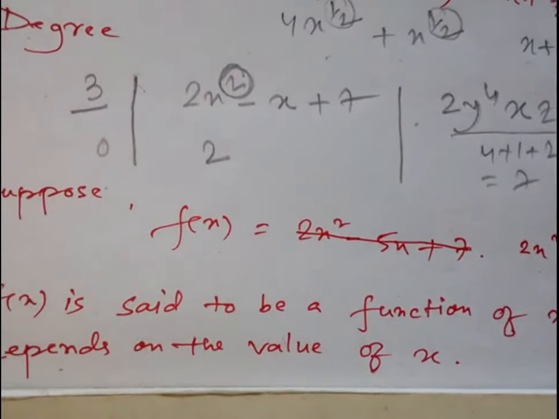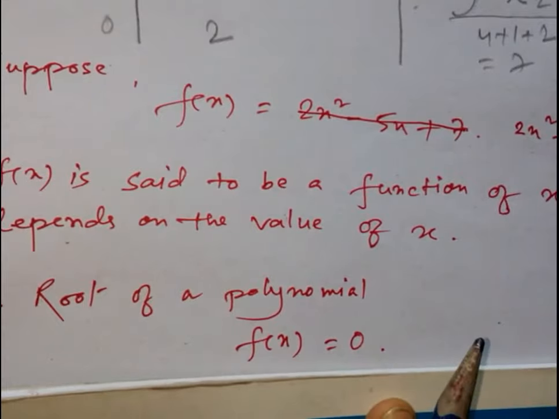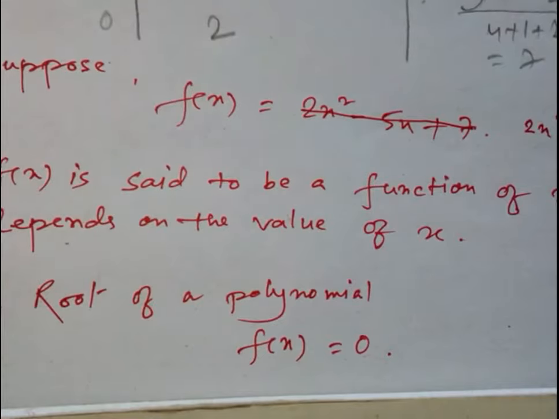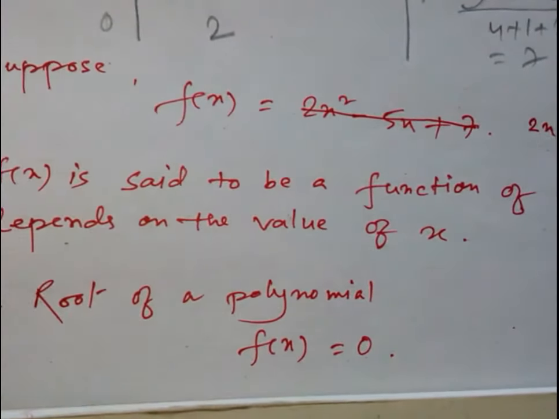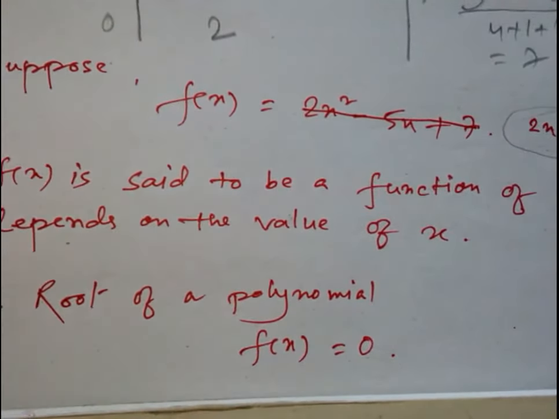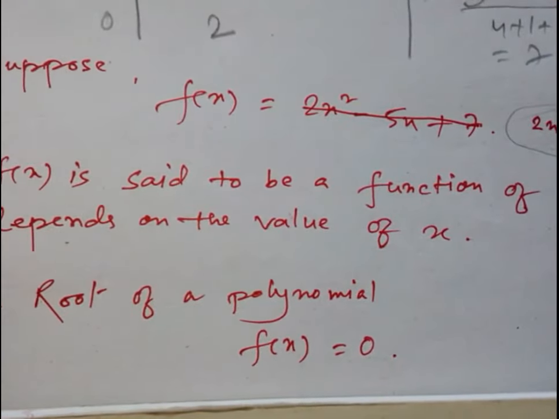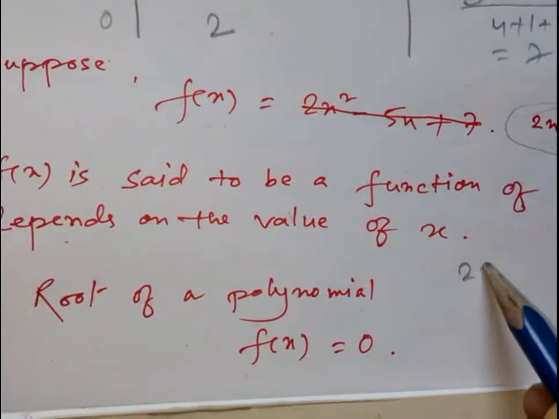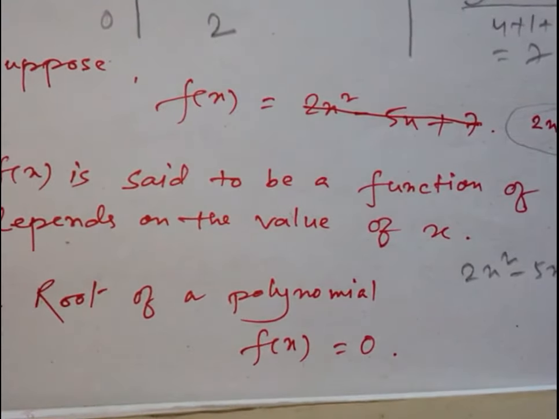Now we are shifting to the root of a polynomial. How will you find the root of a polynomial? Root of a polynomial means the value for which the polynomial gives 0. That means it is satisfied. Suppose here 2x squared minus 5x minus 7 is equal to 0.